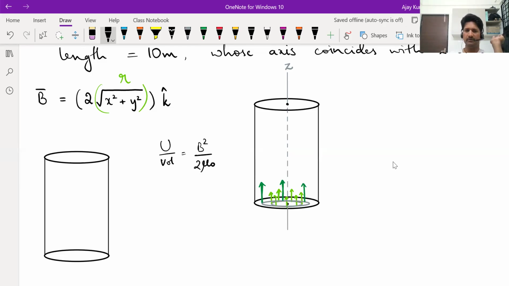Had the field been same everywhere, you could have said that the energy density is same everywhere. So I'll take that energy density and multiply with volume. Sorry, I'll get the total energy directly. You could have done that. But here, the field is not uniform. What can be done?